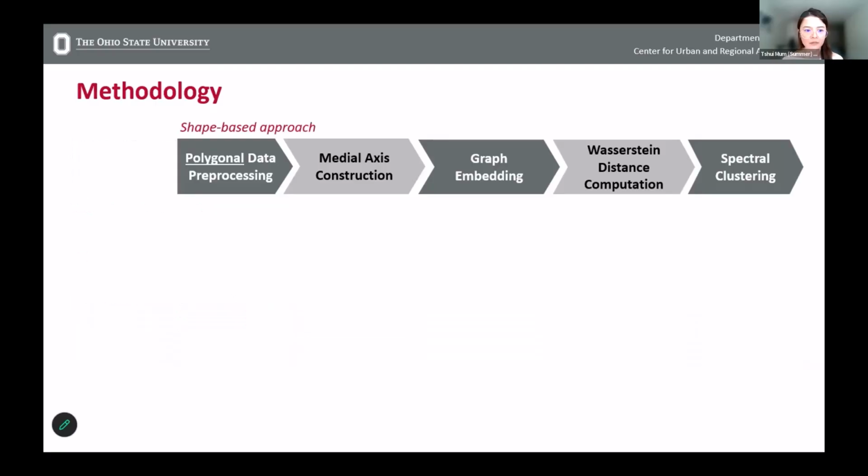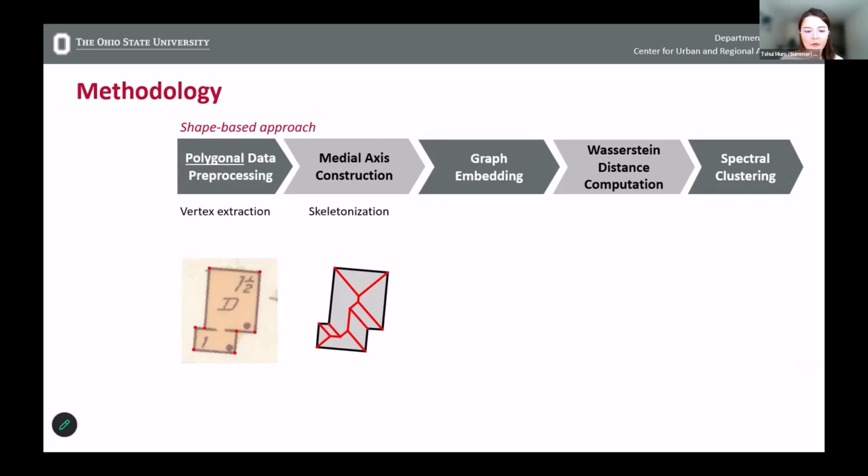So for a shape-based approach, we will start off with polygonal data preprocessing, where we actually extract all the vertices from each building footprint. And then we will generate the skeleton from the vertices for each building footprint. From this skeleton, we convert them into a graph by accounting for the spatial attributes of each building footprint, including the weights for the vertices as well as for the edges. Edges is like the length between the vertices.